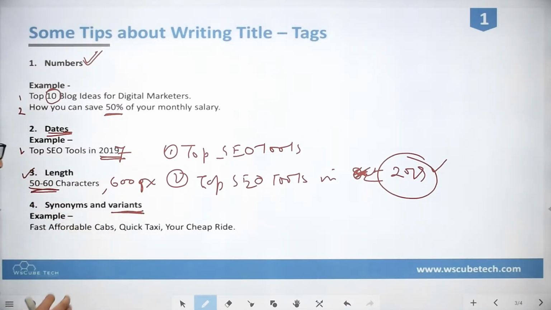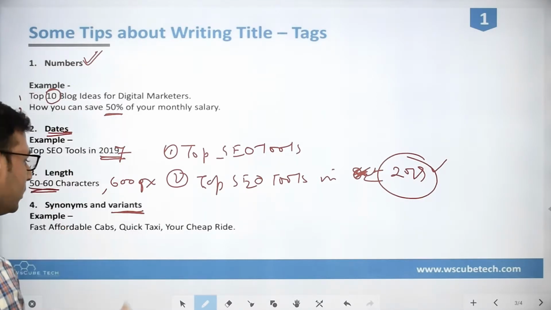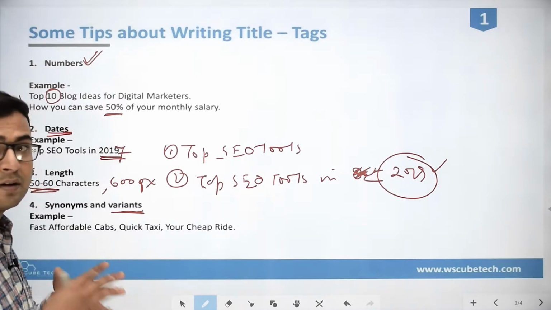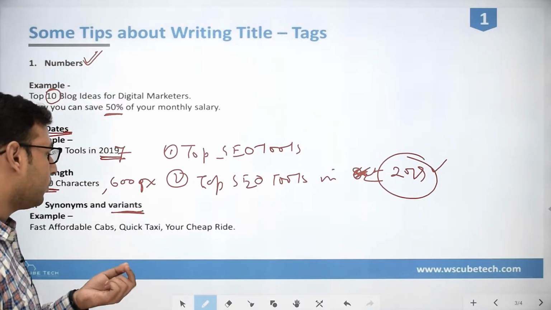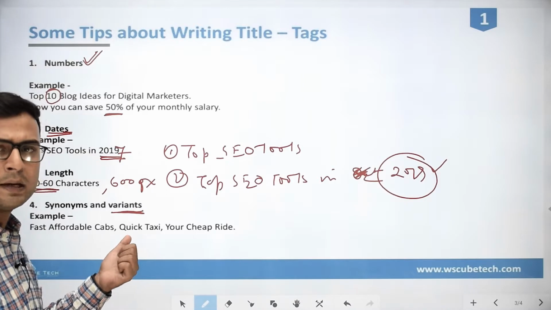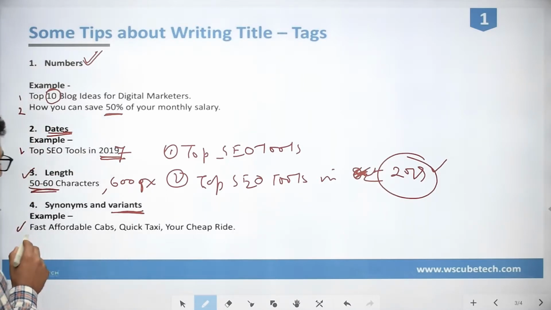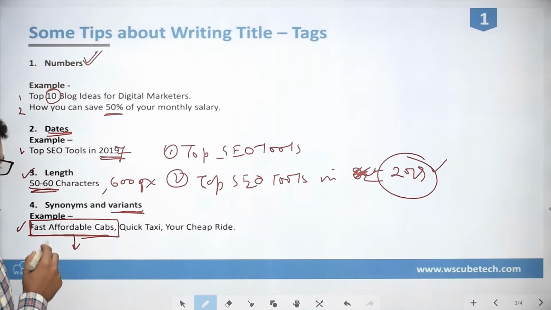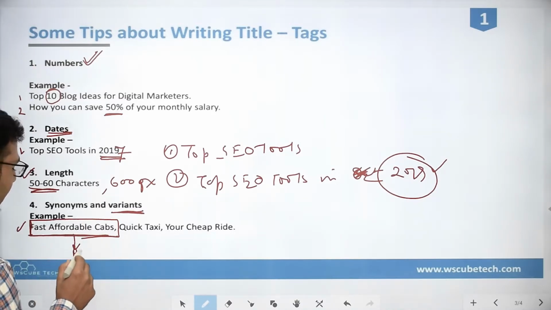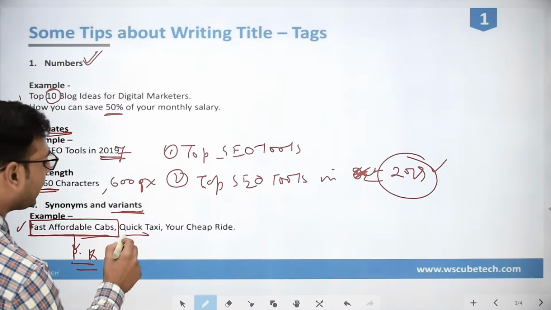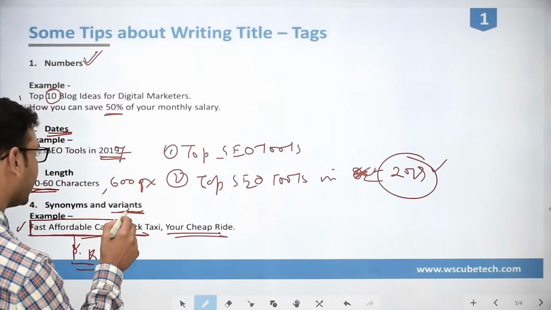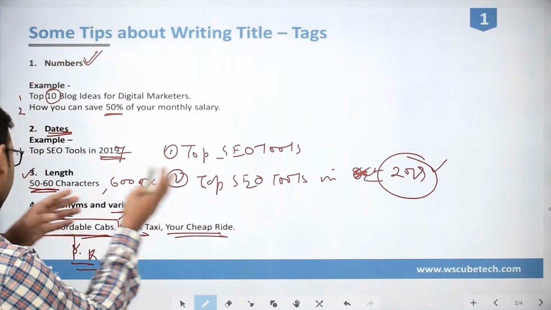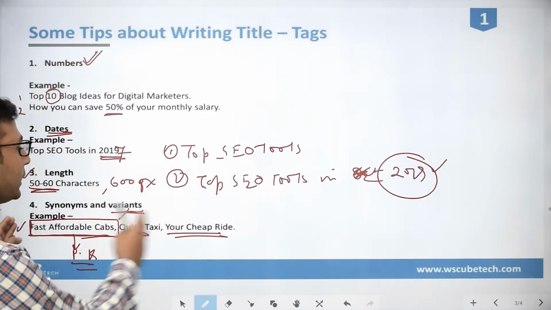Whenever you go for writing titles, you decide your keyword. Now you can also figure out different variants or synonyms of your keyword, and you can put those synonyms and variants together with your main keyword, right? So you see over here, fast affordable caps. If you believe that this one is our primary keyword, then quick taxi and cheap ride are the close variants of this primary keyword. So you can use these close variants along with your primary keyword in the title tag.